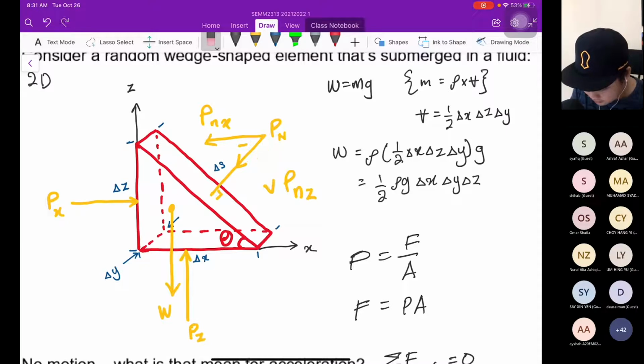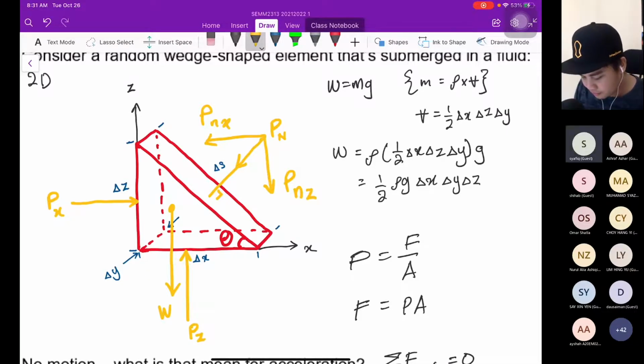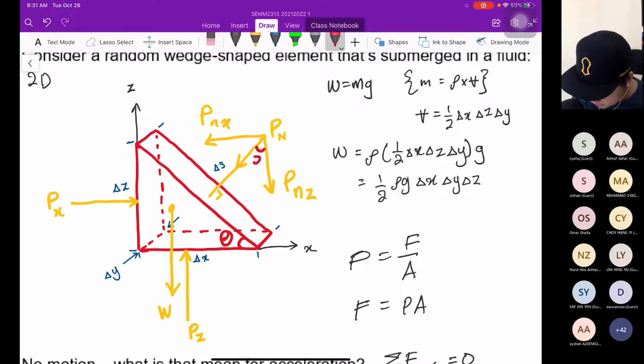Do you still remember? The angle theta here belongs to who? Below part. Okay, good, perfect. Below part theta. All right.